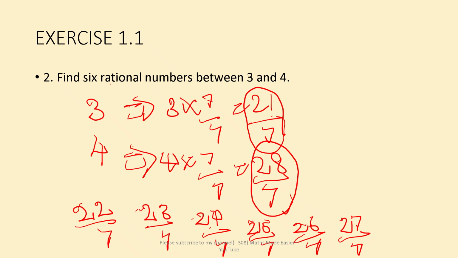These are not the only 6 rational numbers. We can find other such combinations by multiplying by, say for example, 8 by 8 instead of 7 by 7. Even in that case, we can find 6 rational numbers lying between 3 and 4.